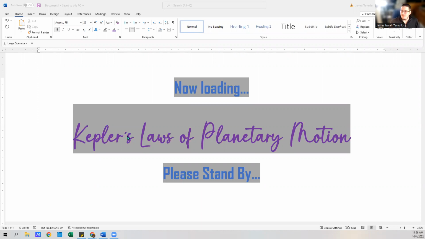Today's lab is going to be on Kepler's laws of planetary motion. The reason why we're doing this lab this way is because I have some obligations this evening that I need to attend to. And I picked this lab because it's going to help you guys on your exam. So let's see.